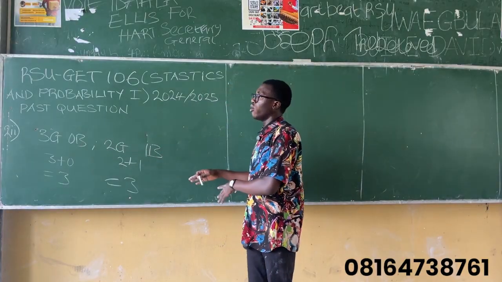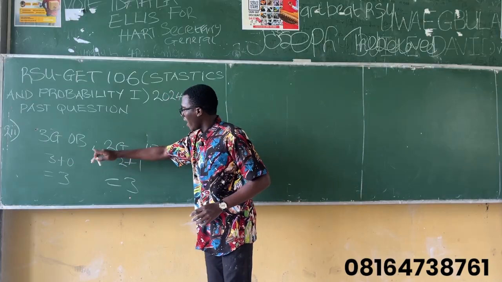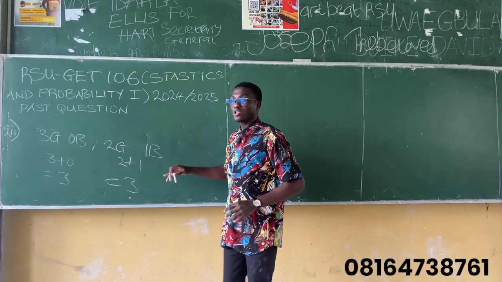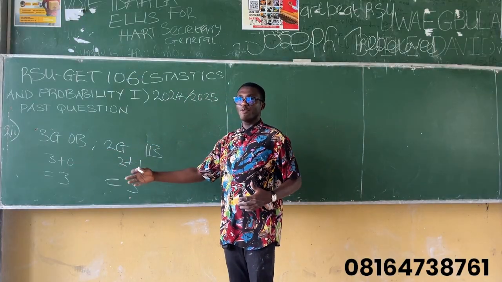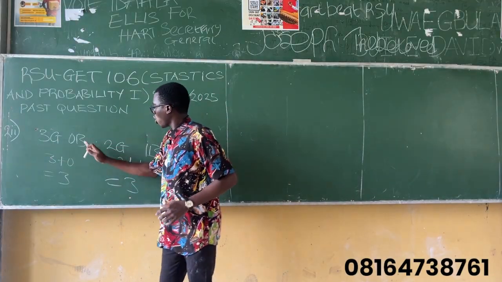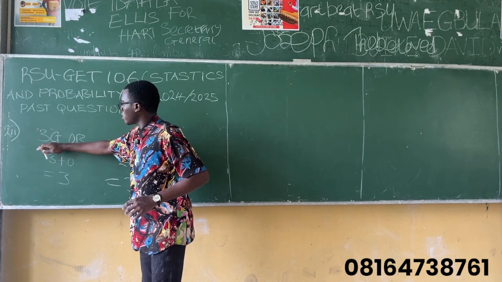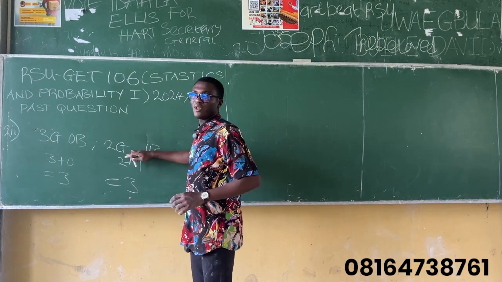So instead of counting the total number of sample points that have 3 girls completely, or 2 girls and 1 boy, you could just take the combination of this and add it to the combination of this. Because if you remember, whenever we say or in probability, it means addition. So if you have either this or this as your answer, you take the combination of this and add it with the combination of this.